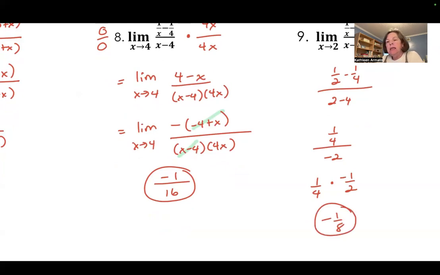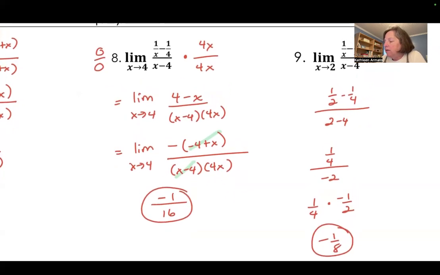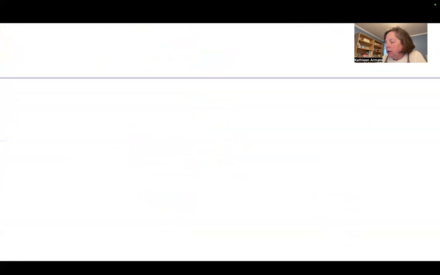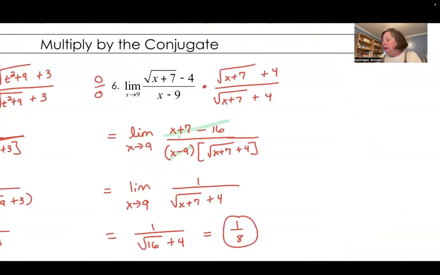That's it. Did not need to use any algebra tricks. Just evaluate, because this is not 0 over 0. Direct substitution works.